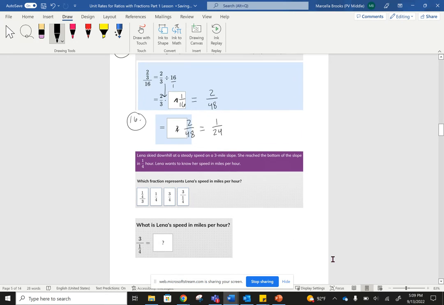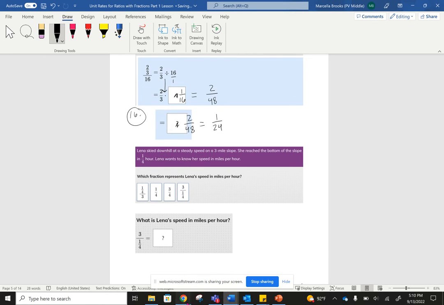All right. So number 17. Let's see how far we are. Okay. Number 17.